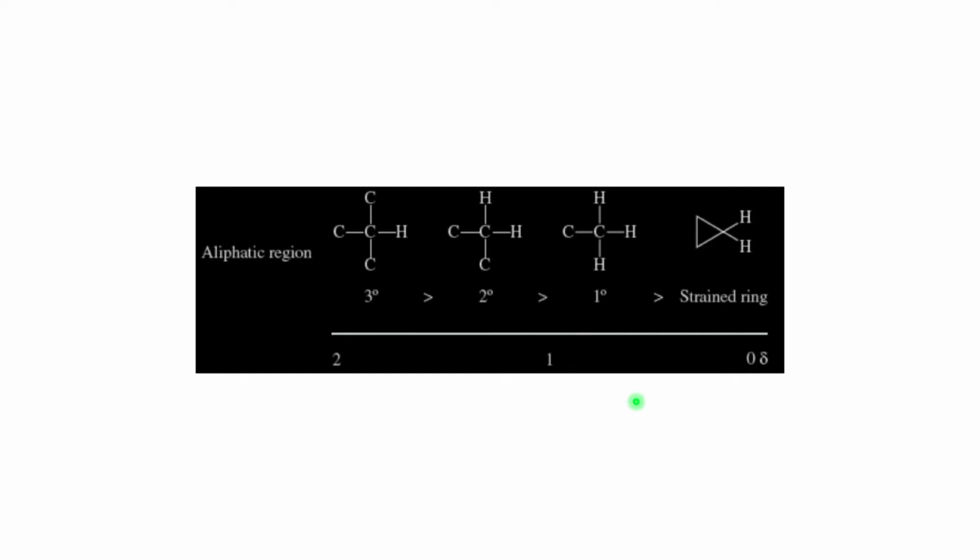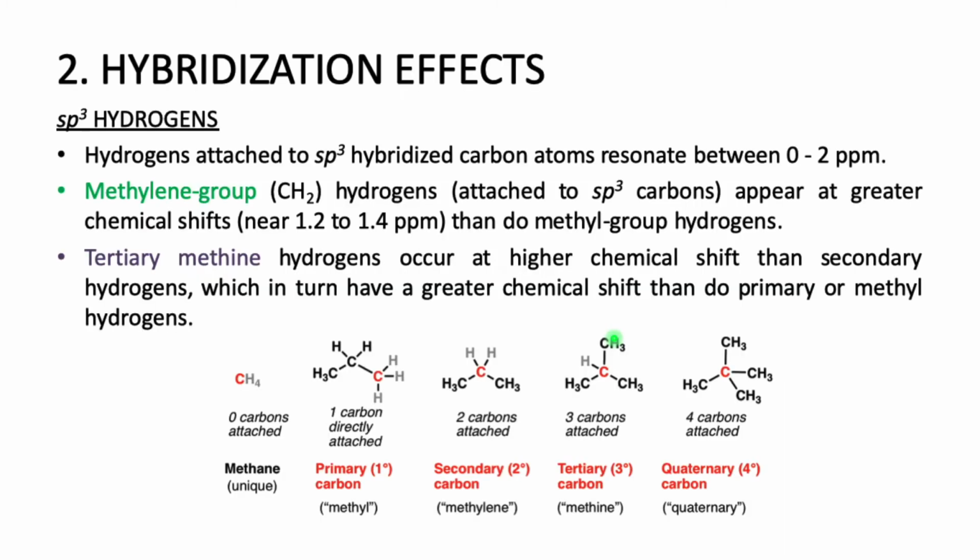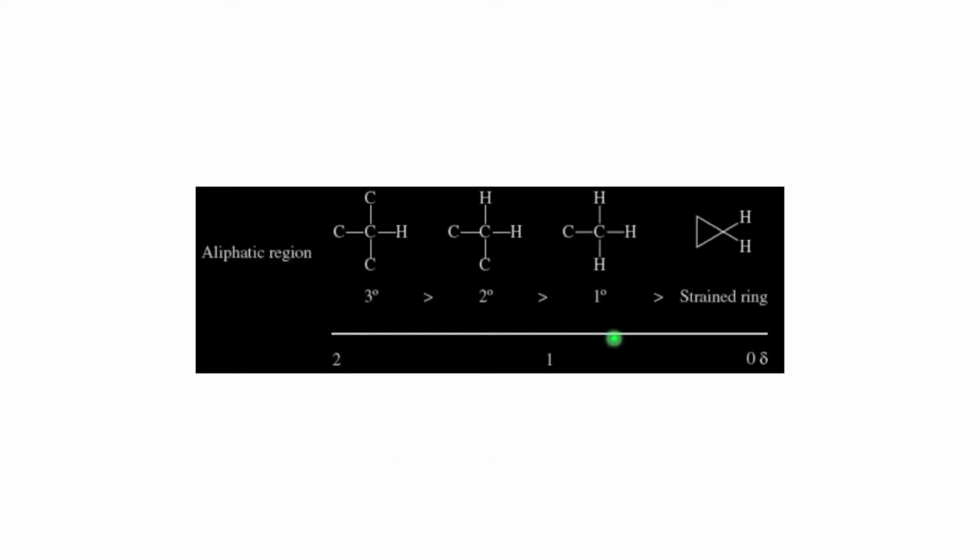So this is the chart where the protons attached to the primary, secondary or tertiary carbon, you can see their appearance in the 0 to 10 delta scale, 0 to 15 delta scale. So this is the general understanding of these sp3 hydrogens.